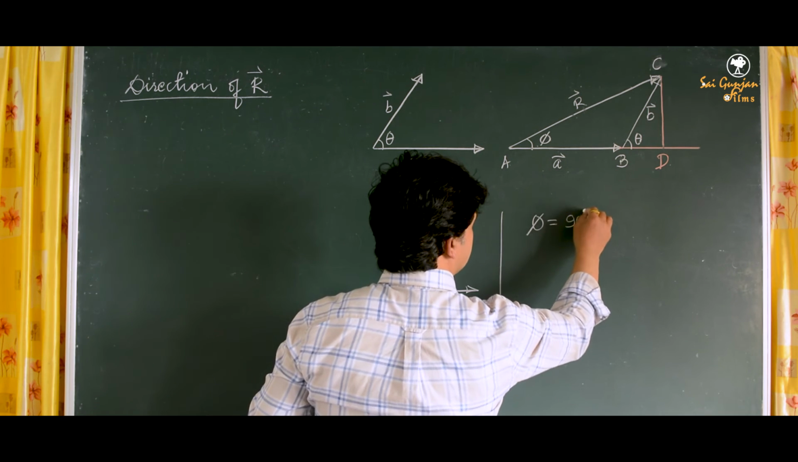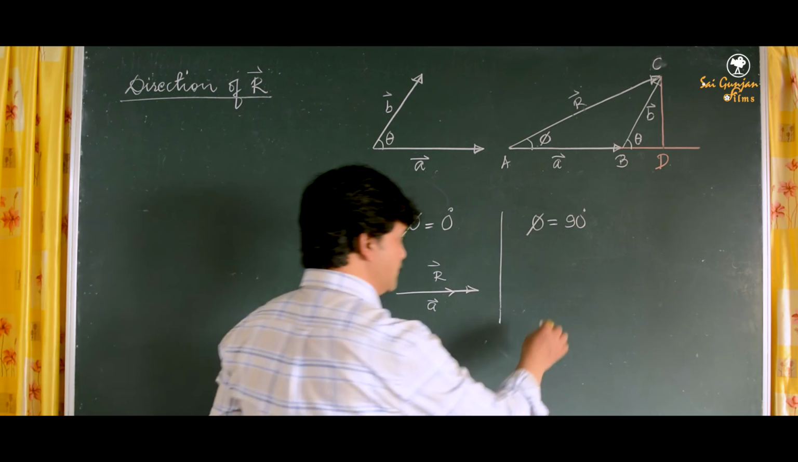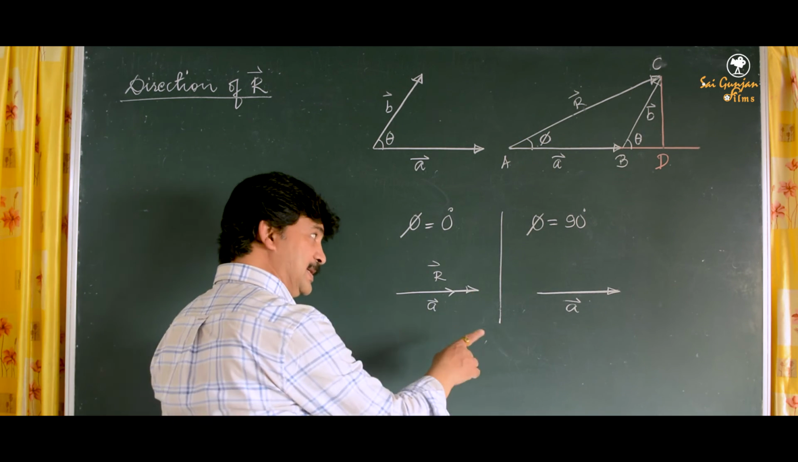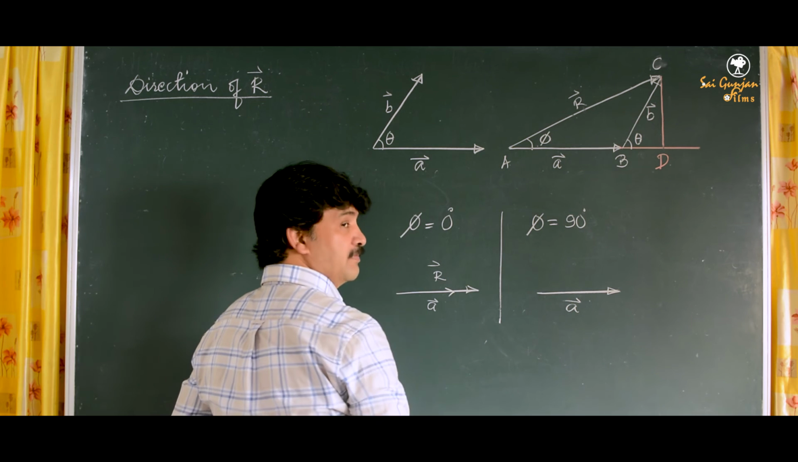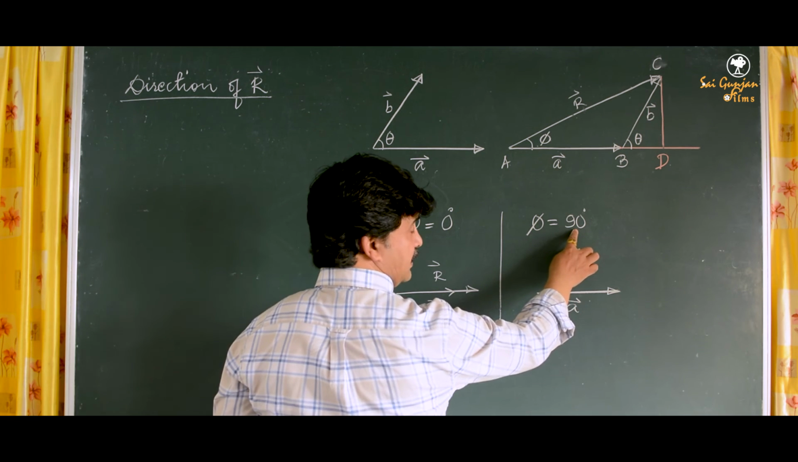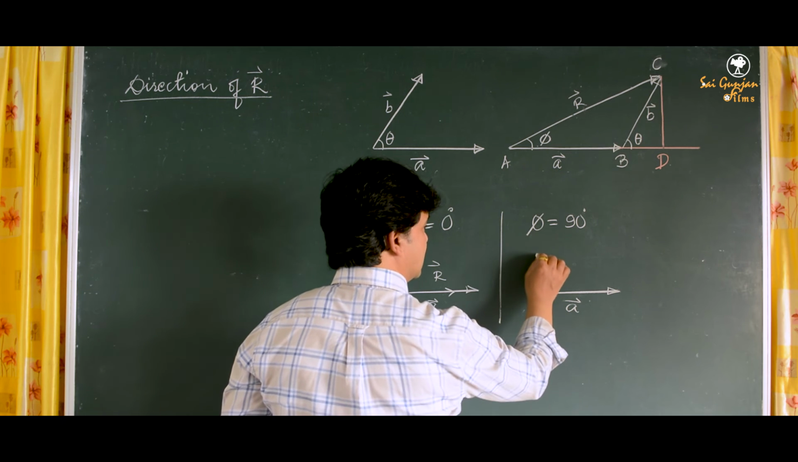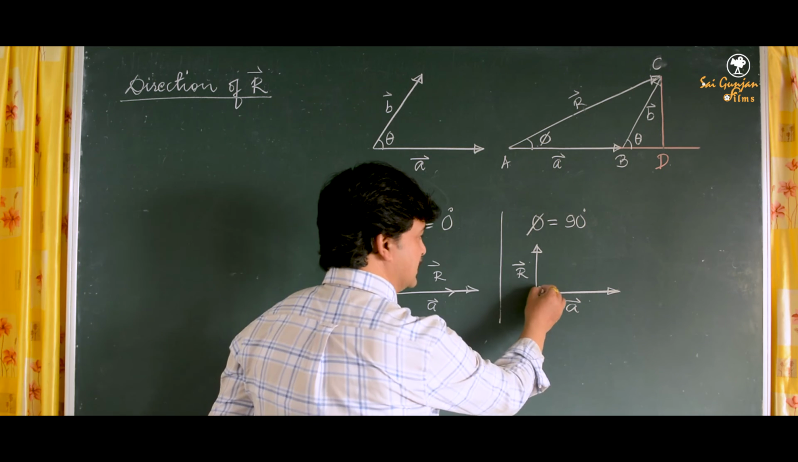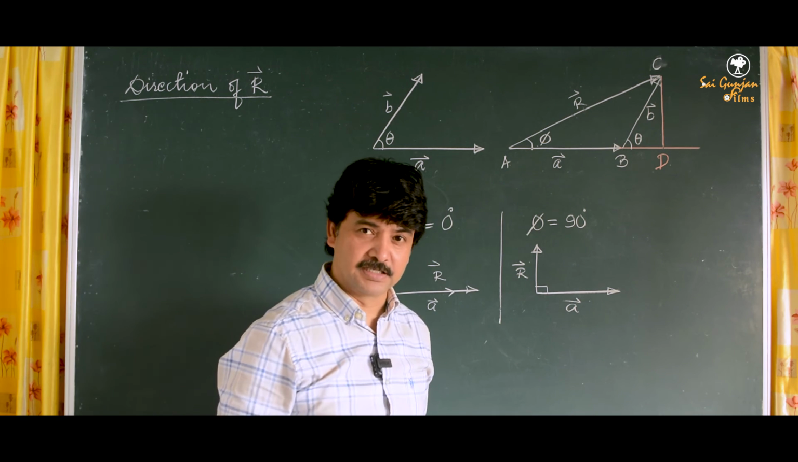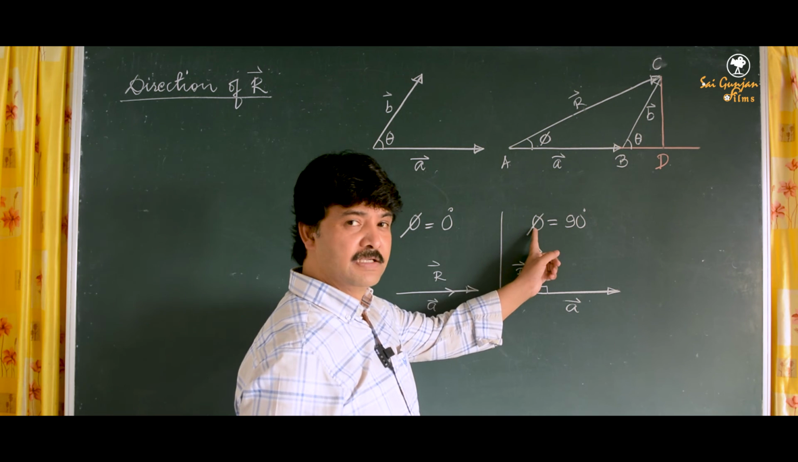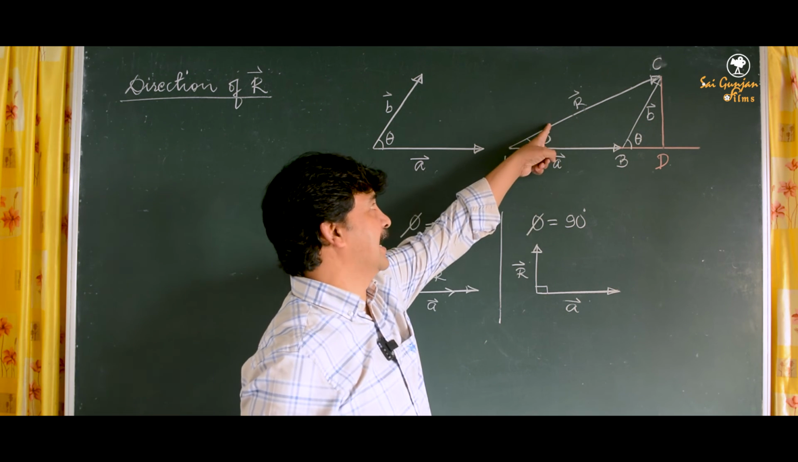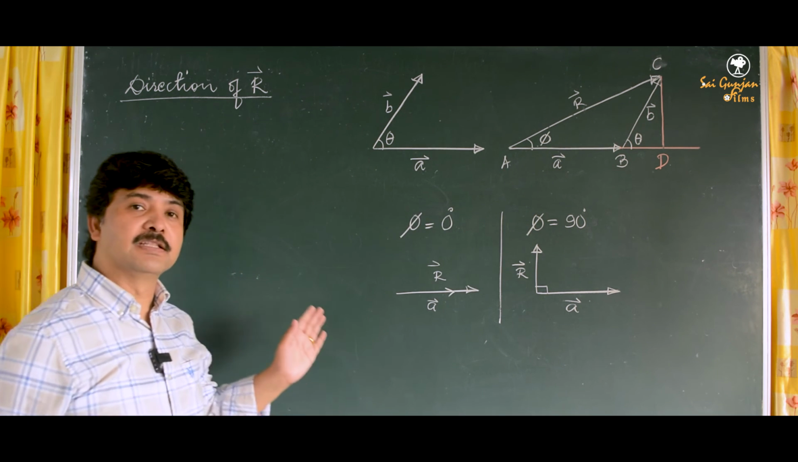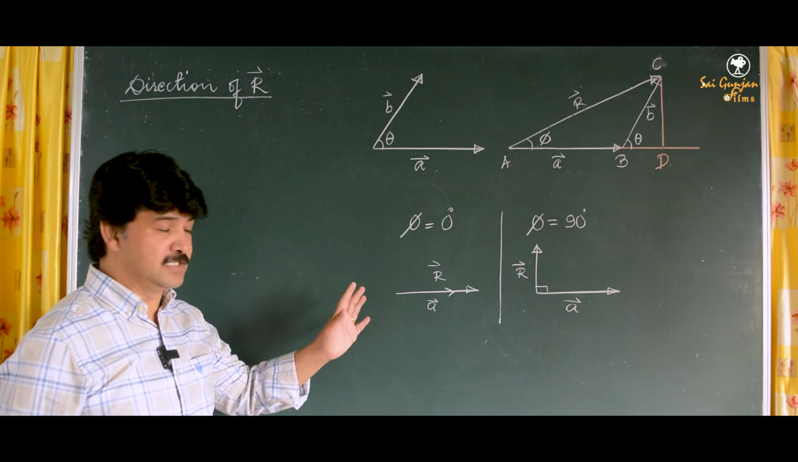Now we have, let's say, phi equal to 90 degree. Okay, first I need to draw A. So this is A. Now with respect to A, we measure the angle phi, isn't it? So what is the value here? 90. 90 means it should be directed like this, isn't it? So this is the direction of R, where this angle is 90 degree. So the value of phi actually gives the direction of R. Okay, and now we are going to find the expression that contains phi.